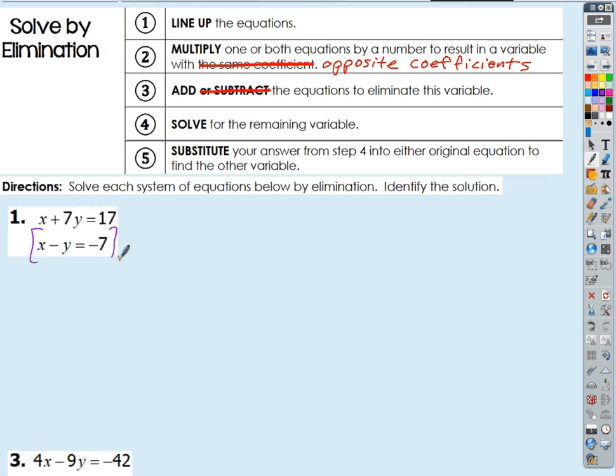Okay. So I'm just going to distribute a negative through that, right? And what's that going to give us? The top equation is going to stay the same. So we'll rewrite the system.